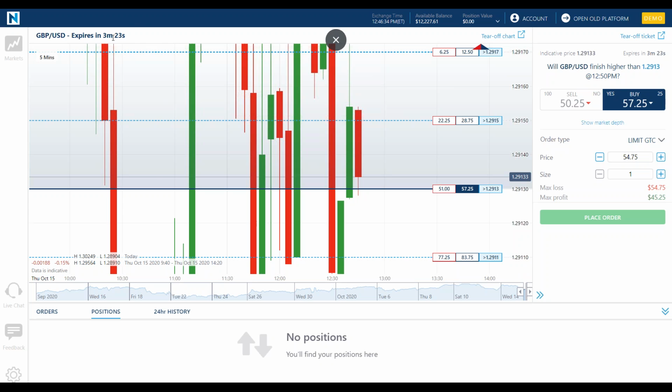Now, we've got 3.5 minutes left in this particular binary option. Is the pound going to finish higher than 129.13 in the next 3 minutes? As long as we stay above here, this is going to stay above 50%. If we start tracking higher, you'll watch this track higher than 50%. Look at that, it's moved into the 60s. Notice up here, as long as it stays below here, it's going to stay below 50%.